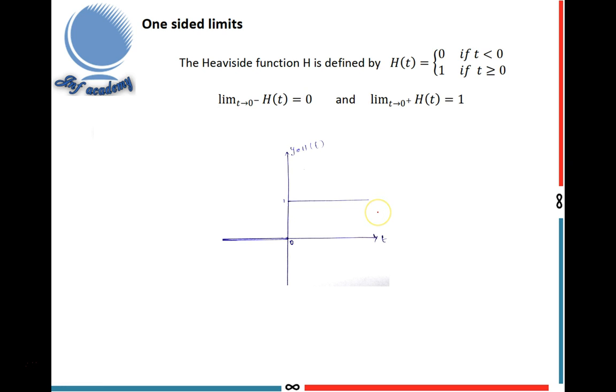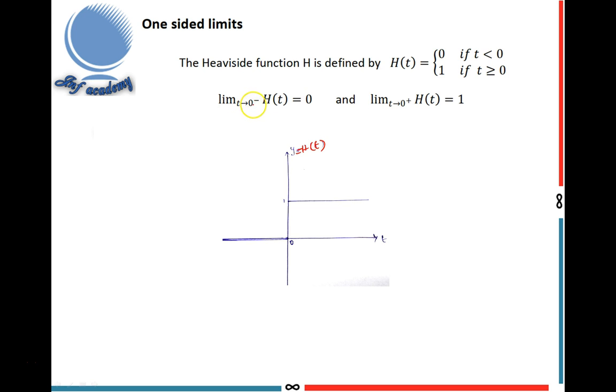Next I am going to explain one-sided limit. What is one-sided limit? Here I am going to explain one function. The Heaviside function H is defined by H of t equal to 0 if t less than 0, 1 if t greater than or equal to 0. The diagram is here. If t is less than 0, then H of t equal to 0. Next, if t greater than or equal to 0, all the values of H of t is 1. So this is the diagram of the Heaviside function.